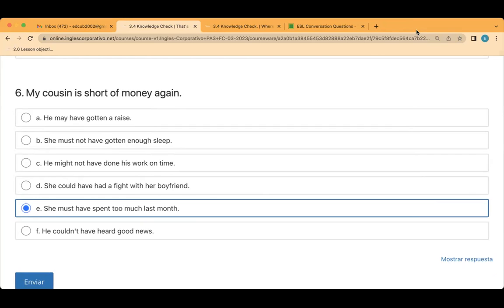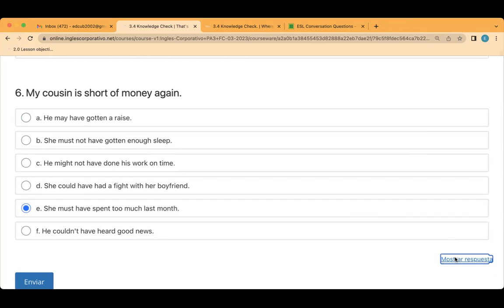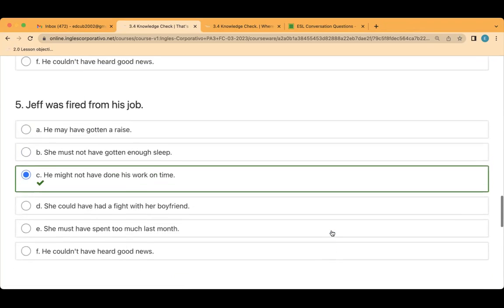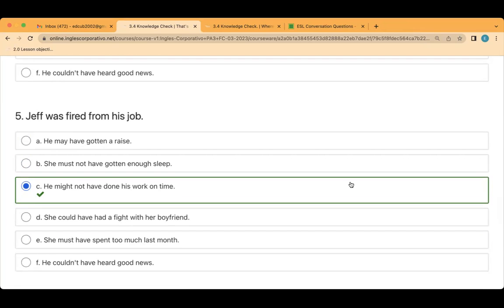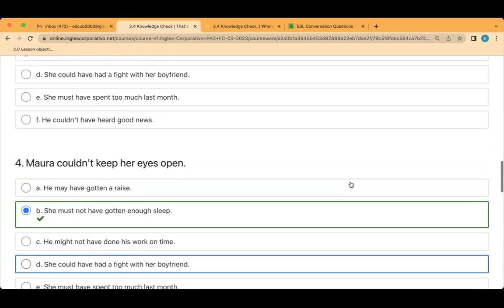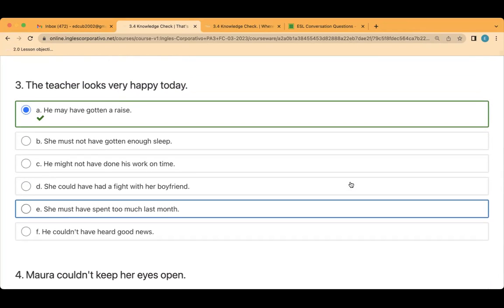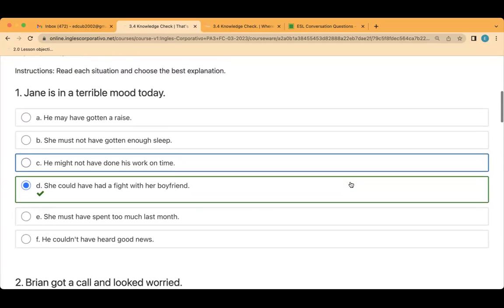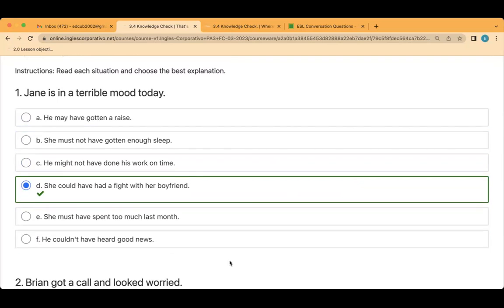Great. Let's take a look, make sure all of those are correct. It seems like we have a perfect score. Very good. 6, 5 is C, 4 is B, 3 is A, 2 is F, and 1 is D. It's okay, all of the sentences? Do you understand all of the vocabulary?